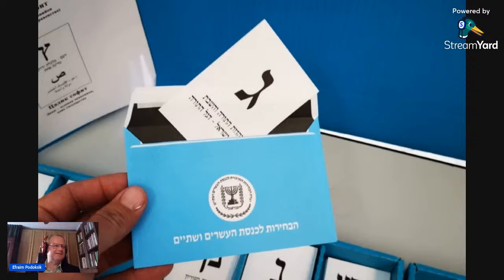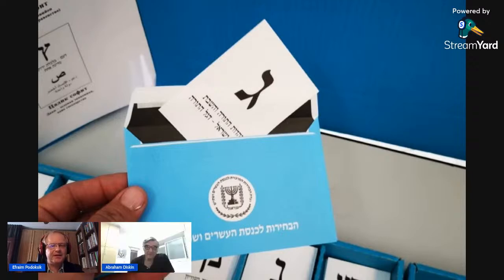So these are the basics of the Israeli electoral system, how the parliament is elected and how the government is appointed. But now, today, I want to focus on a specific issue of allocating the seats in the parliament. And for this purpose, I invited a colleague of mine and a teacher of mine, Professor Avram Diskin, who was my teacher at the Hebrew University of Jerusalem.